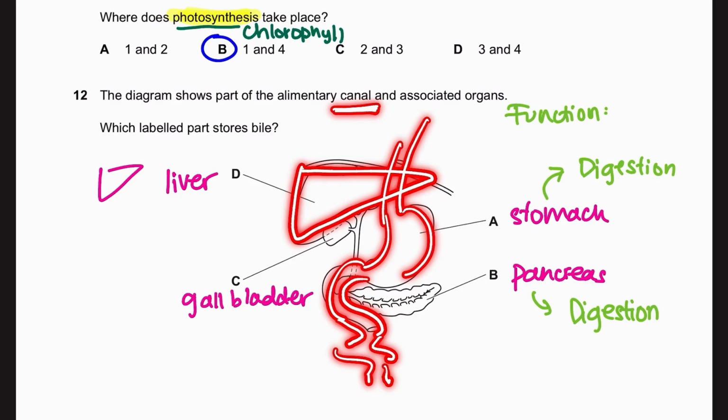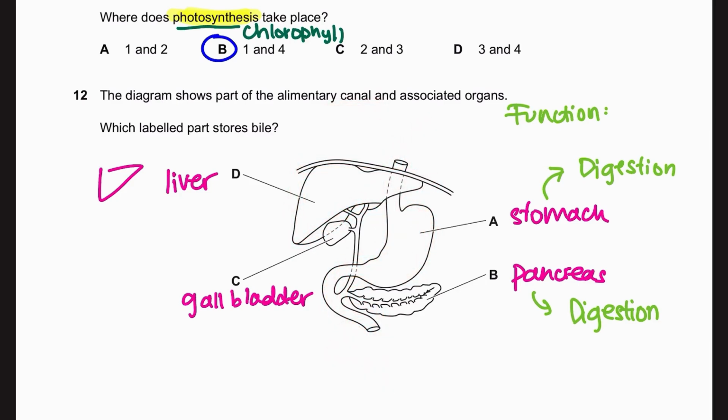Do you see that? So it doesn't actually do any direct digestion, but it produces something very important that contributes to digestion, and it produces what? Bile. Okay, and once that bile is produced, which is here, it's going to travel down here and get stored in here. So therefore, the gallbladder stores the bile, and that's why I'm talking about this in so much detail. It's just to basically circle C as the answer.